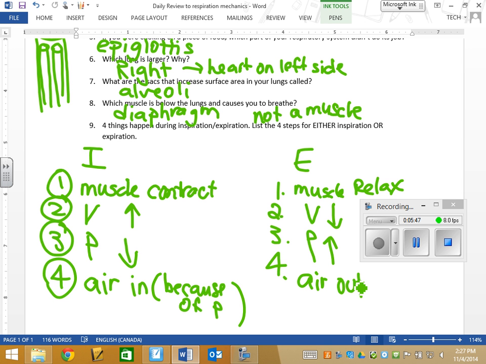Would anybody like to ask any questions about any of the parts of this daily review? So number 9, we would give 4 points for because there were 4 steps. Number 6, we would give 2, and for all of the other questions, we would give 1. That means that this should be out of 13, if I'm not crazy.